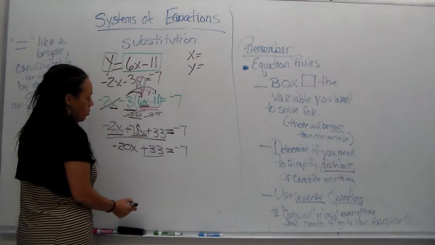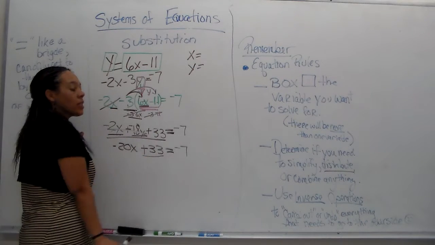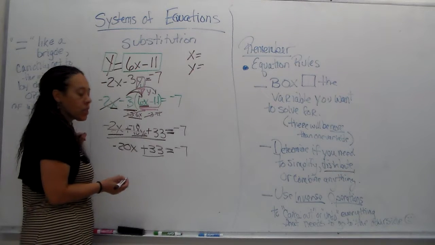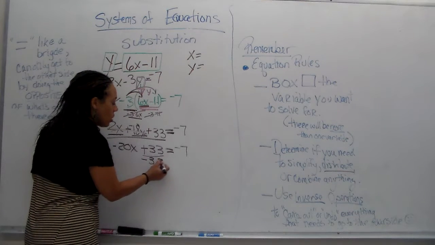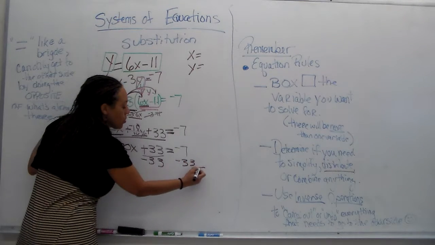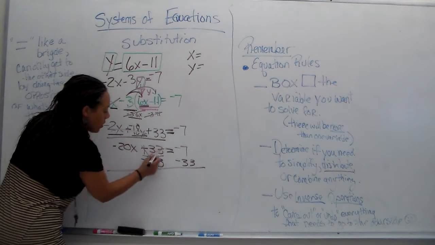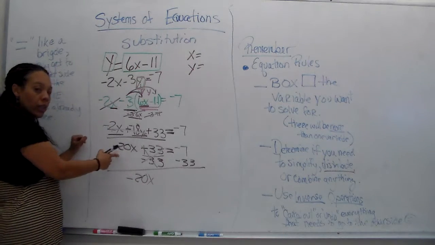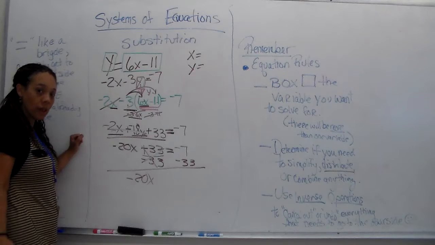Always start with addition and subtraction first, if it looks like this. So because I have plus 33, the opposite of plus 33 is minus 33. But whatever I do to one side, I must also do to the other side. That cancels out, and I'm left with negative 20x over here on the left side of the equation.